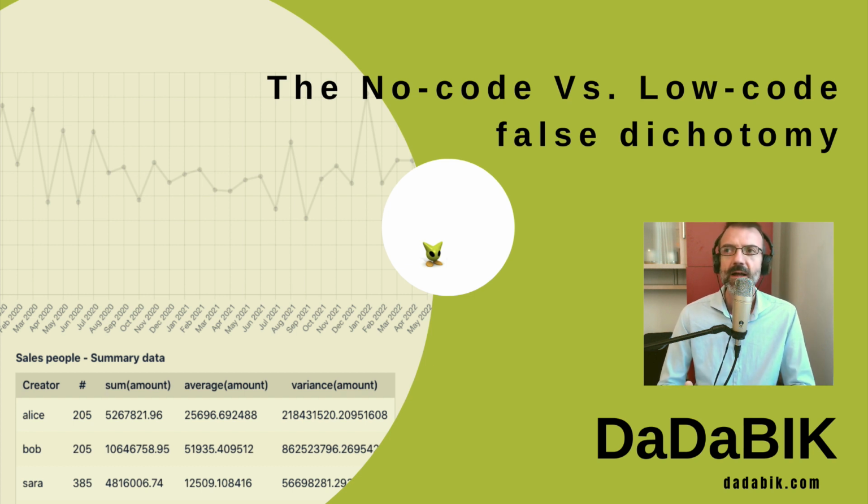On the other side, I often see that people classify these platforms into two very distinct categories. No-code platforms, low-code platforms. This is sometimes a very artificial classification, a false dichotomy. It certainly is a false dichotomy for DaDaBIK and also for some other platforms. So during this video, I will try to explain with examples why I think these two approaches can be perfectly integrated and why you should follow this integration philosophy when you develop your applications.